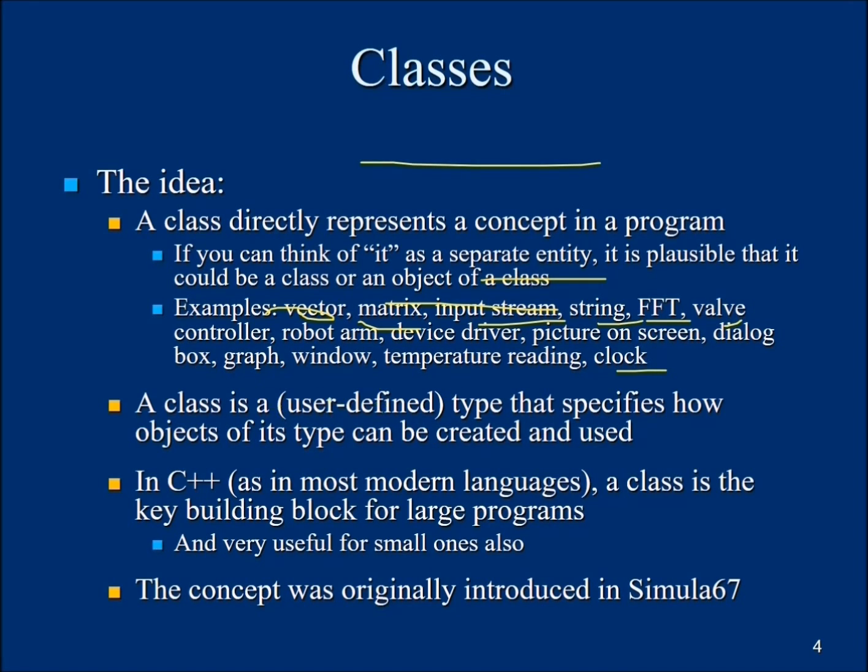A class, which is generally user defined, is called a user defined type, that specifies how objects of a type can be created and used. So class is a framework through which you can make various objects. In C++, a class is the basic building block for programs, especially large programs, and quite useful for smaller ones also. And this class concept was actually introduced initially in Simula 67.